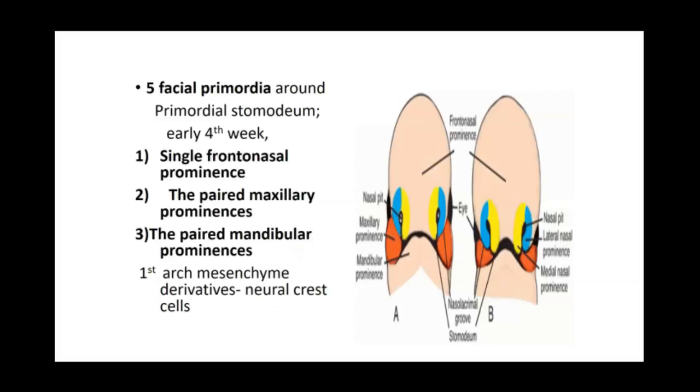In this case, these are the facial primordia, which are ultimately going to increase, decrease, or meet together and then form the face. So the 5 facial primordia start developing around the area at the anterior and cephalic end of the developing embryo, which will become the stomodeum, or which was the buccopharyngeal membrane.